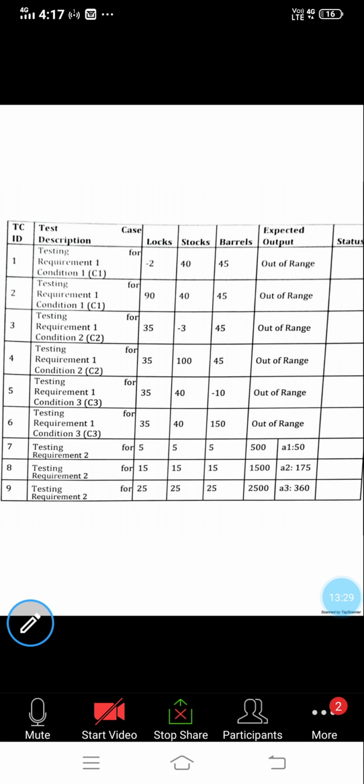If it is not out of range, if you can calculate the commission, calculate it and write how much commission is gotten. After that, you write the status of the test case, that is pass or fail. After writing everything, you have to write the test case summary, that is the number of test cases executed, number of test cases passed, and number of test cases failed. This much you have to write. Understood?